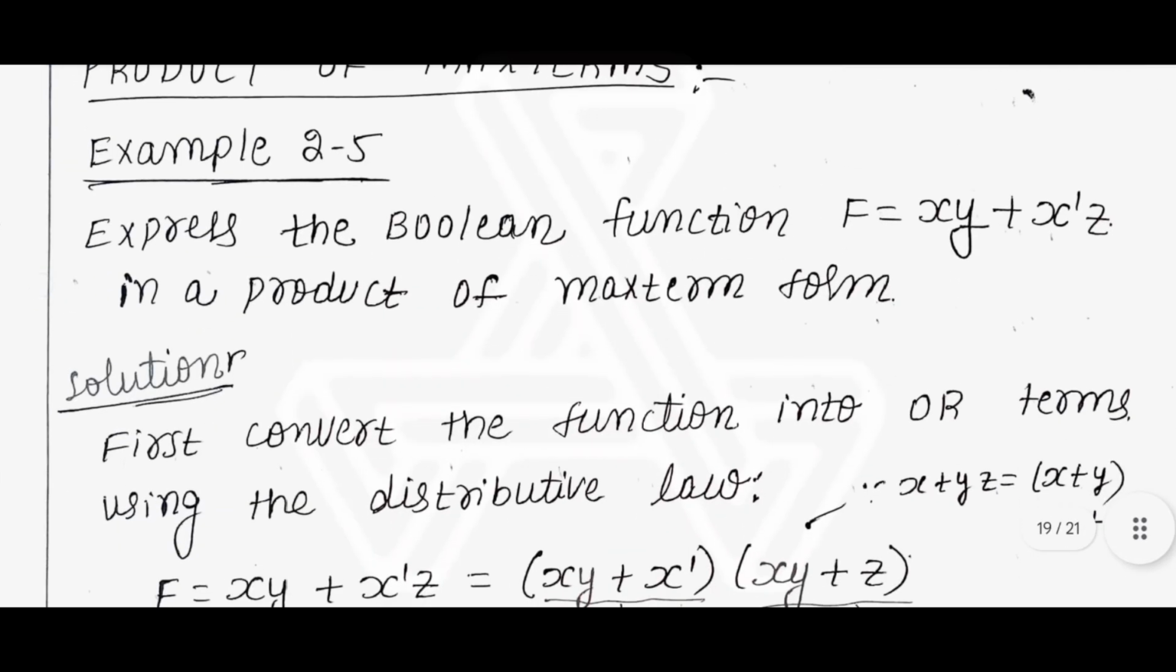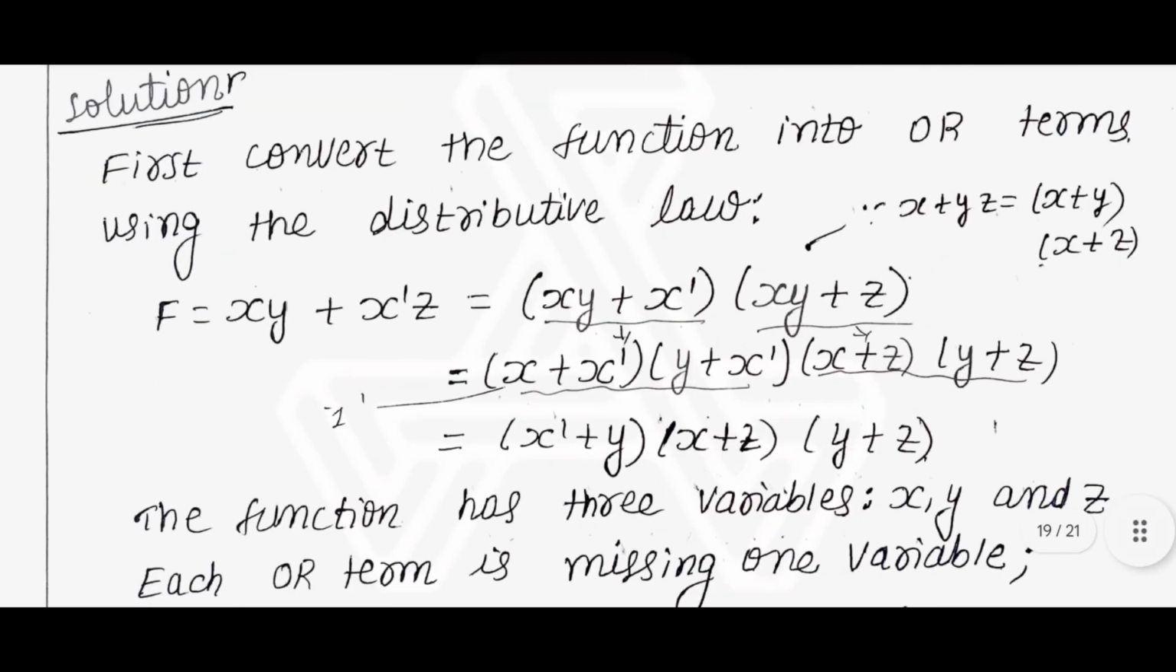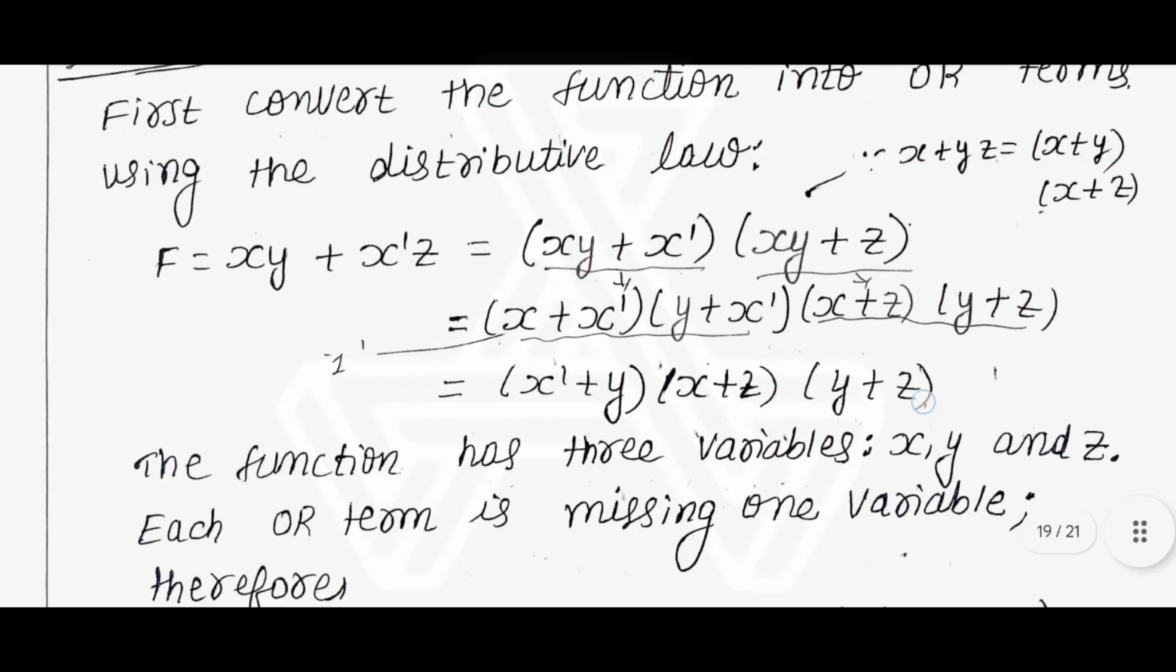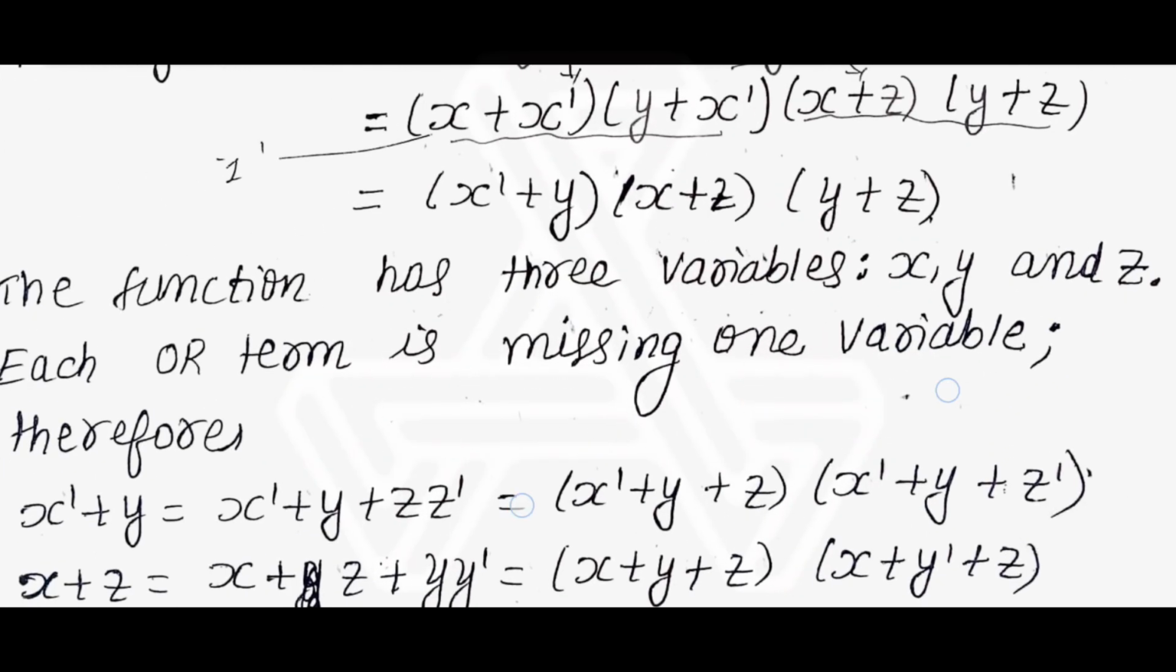Product of max terms: xy + x'z. First convert the function into OR terms. We can make it as xy + x'z, then again we should consider it as (x + x')(y + x')(x + z)(y + z), that is (x' + y)(x + z)(y + z).